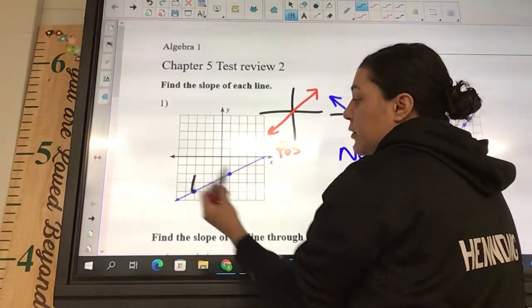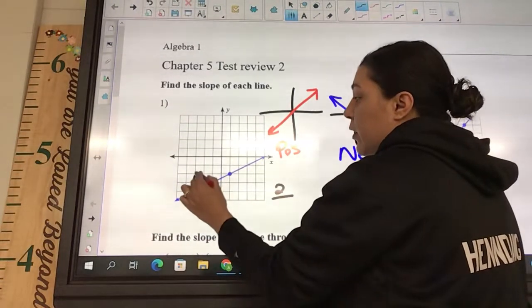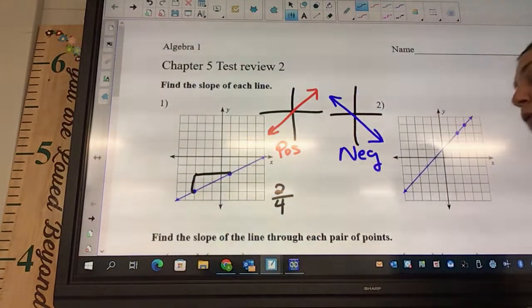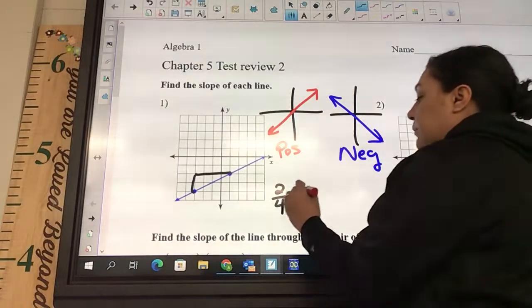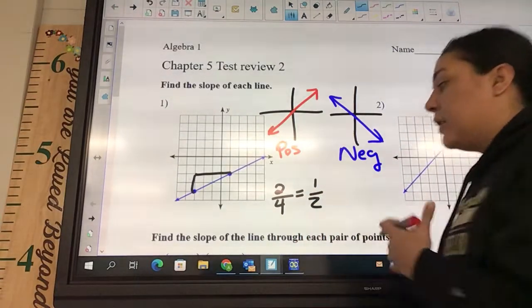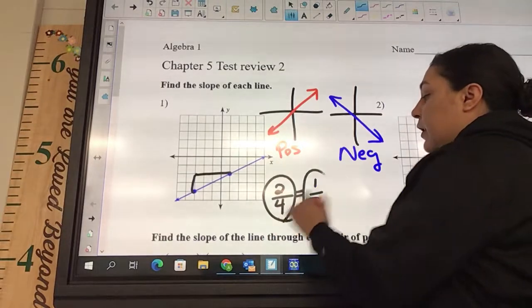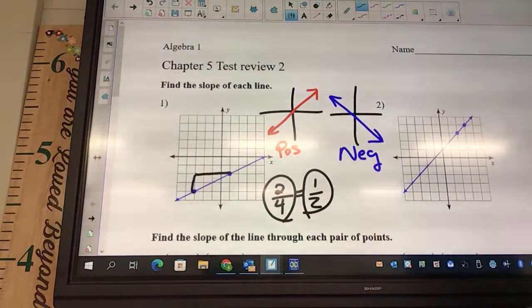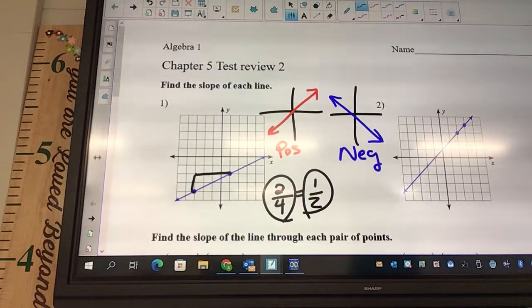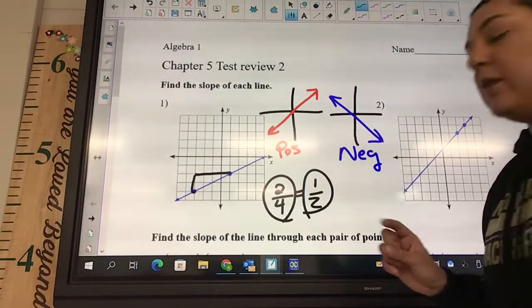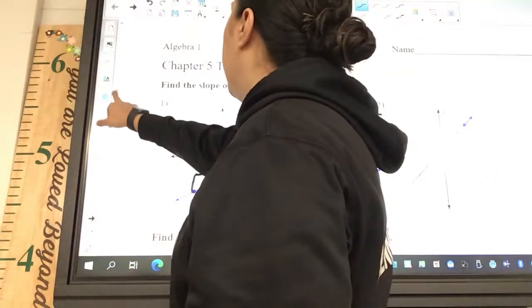So we rise 2, and we run 1, 2, 3, 4. Now 2 over 4 does simplify to 1/2, but I will take either of these answers. Either one of those works, and we found the slope of that line. If I go too fast, sometimes it's hard for me to teach virtually, so just pause the video or have your teacher pause the video.